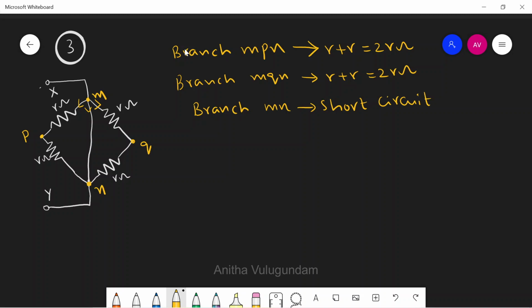When we have this kind of scenario, equivalent resistance is given by 0 ohms, because here this branch is short circuited. Obviously, R equivalent is equal to 0 ohms. This is the answer for this.